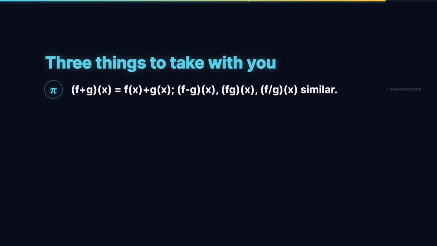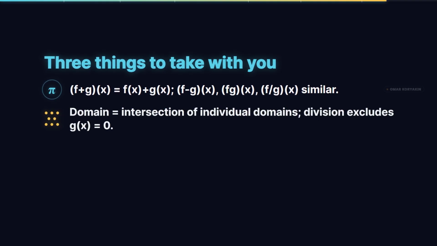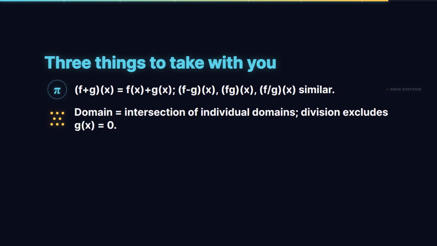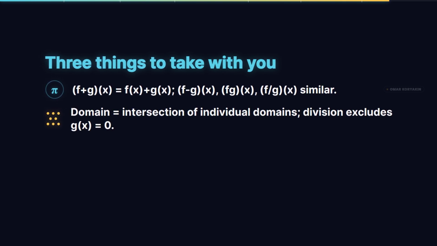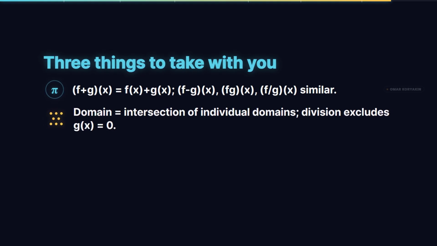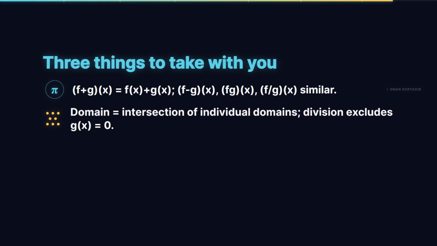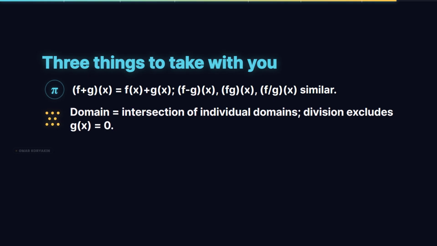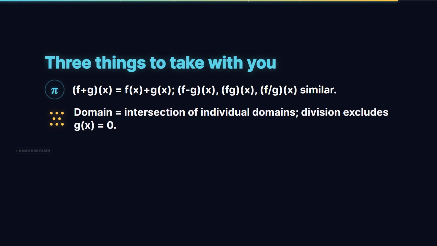Second, the domain of any combined function is the intersection of the individual domains of f and g. For addition, subtraction, and multiplication, this intersection is the complete combined domain. For division, the combined domain additionally excludes any x value where g of x equals 0, because division by 0 is undefined. Always solve g of x equals 0 explicitly when working with division and remove the resulting values from the intersection.